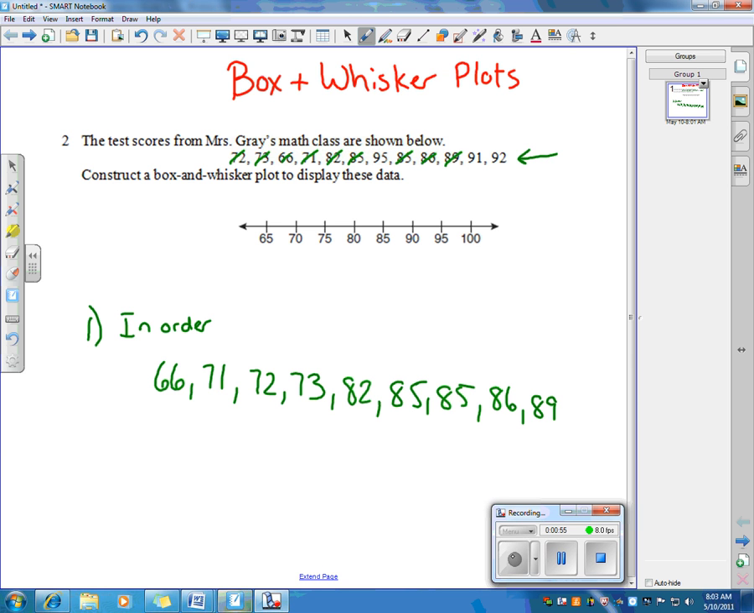And then 91, 92, 95. Our last three. So 91, 92. Let me cram in that 95 at the end. Oh, I guess I'm not going to be able to. I'll have to write it down below.